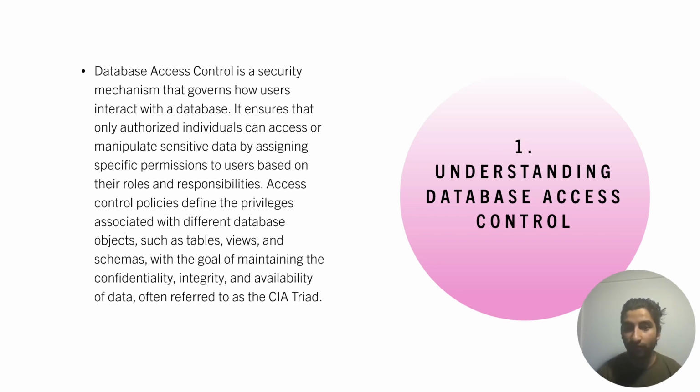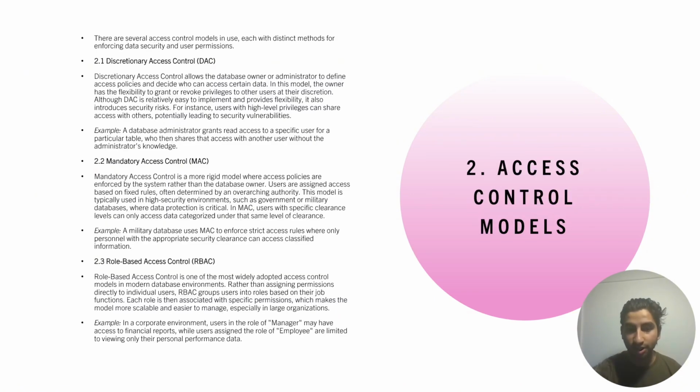Access control typically involves assigning permissions to users based on their roles, ensuring that only authorized individuals can access, modify, or delete sensitive data. Access control policies define who can perform specific operations on database objects like tables, views, and schemas. The main objectives of access control are confidentiality, integrity, and availability of data, collectively referred to as the CIA triad.